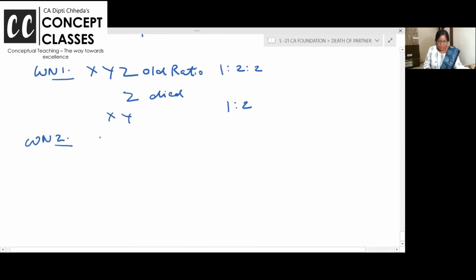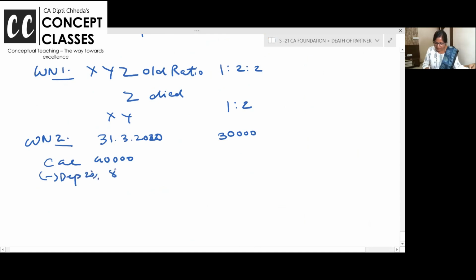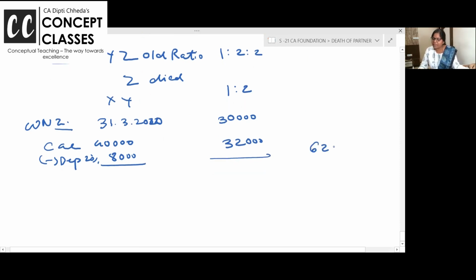Working note 2. 31st March 20 profit is given to you 30,000, which is wrong. They said a car was purchased for 40,000. By mistake, you have debited it in the traveling expense. You have put it in revenue. And depreciation was also there on it, 20%, 8,000. So 32,000 if you capitalize the car and if you reduce the traveling expense, then in that case, what will happen to the profit? For 20, the profit will increase to 62,000.